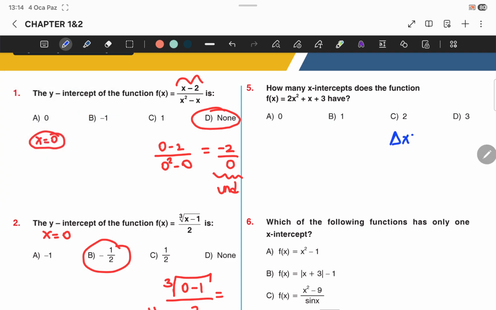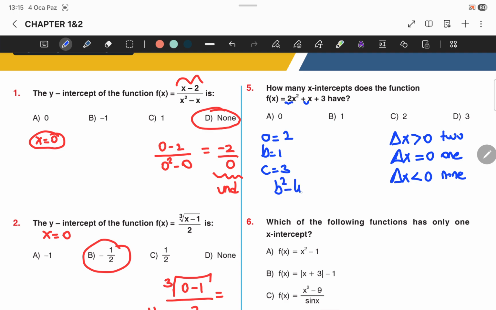We have to know that if delta x is bigger than 0, I have 2. Delta x equal to 0, I have 1. Delta x less than 0, I have none. Okay? Intercept. When you look at here, my A value is equal to 2, B value is equal to 1, C value is equal to 3.